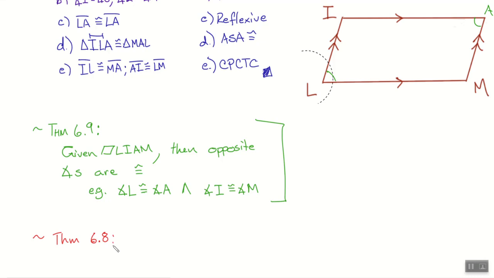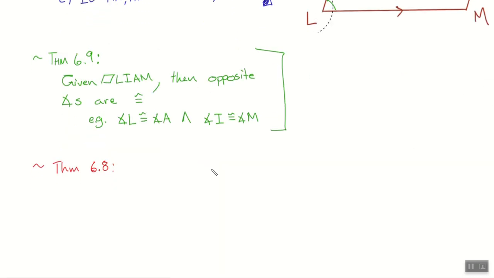Theorem 6.8 tells us the following, and I want to make sure that we have them. Given any parallelogram, it's the same thing, and we'll just slightly change it. Remember, that's a parallelogram. And let's see how we want to word this, on this one.